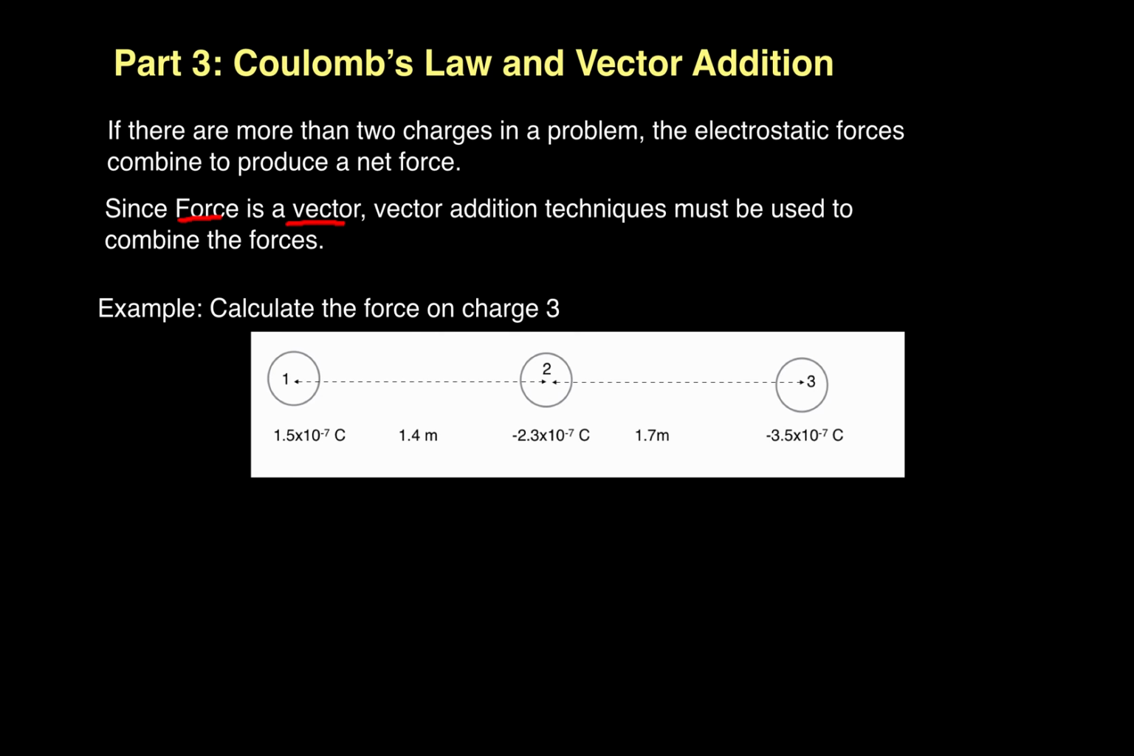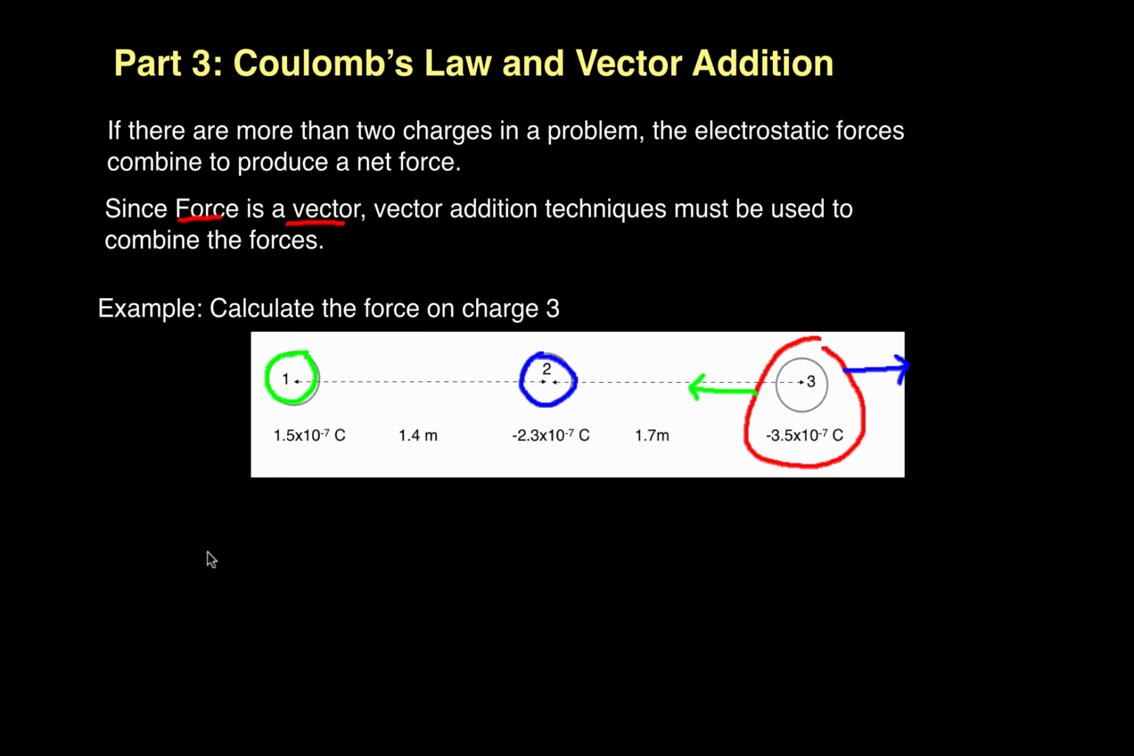In this example, we want to calculate the force on charge 3 due to charge 1 and charge 2. Charge 3 is negative, which means it's repelled from charge 2. So the force from charge 2 on charge 3 is going to be towards the right. Charge 3 is attracted to charge 1 because charge 3 is negative and charge 1 is positive, which means there's also going to be a force on charge 3 towards charge 1.